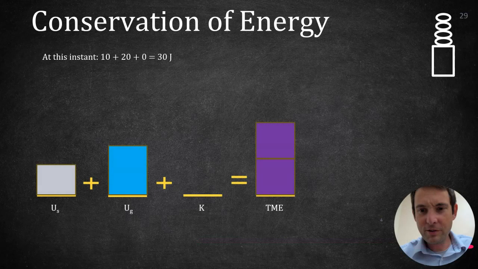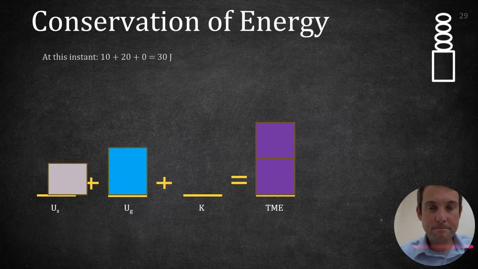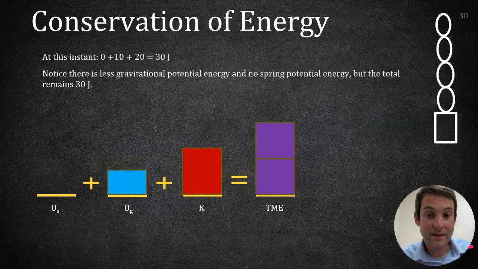Spring up here at this instant, we'll just say we have 10 joules of spring potential energy and we have 20 joules of gravitational potential energy. Our total mechanical energy would equal 30 joules. Then as the mass moves down, now there's less gravitational potential energy and no spring potential energy, but the total energy is still going to remain 30 joules.